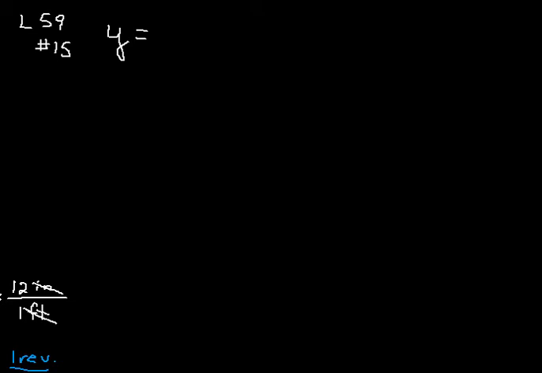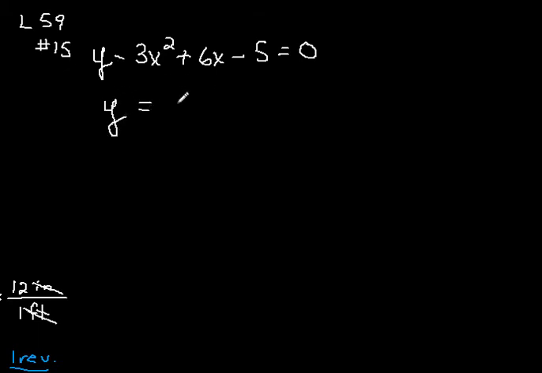Complete the graph of the parabola. So we get y minus 3x squared plus 6x minus 5 equals 0. Okay, parabola is in the form y equals, if you're going to graph it, so it's going to be y equals, I'm going to bring everything on the other side, 3x squared minus 6x plus 5, and now we're going to complete the square. We wanted to get it in the form y equals a(x minus h) squared plus k.